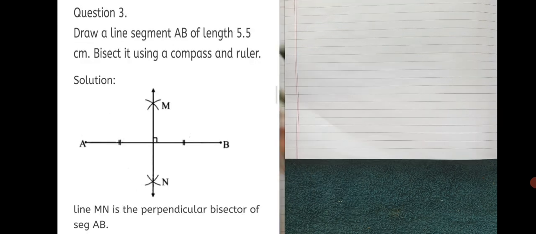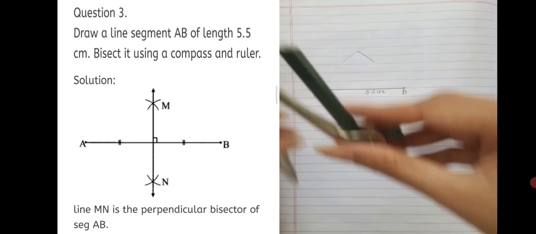Draw a line segment AB of length 5.5 cm. Remember, now we have to draw a line segment, so we will mark it with end points, not arrows. An exact measurement is given, 5.5. And then we have to bisect it using a compass and a ruler.